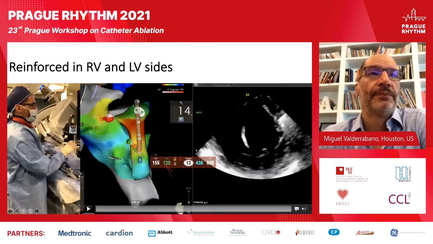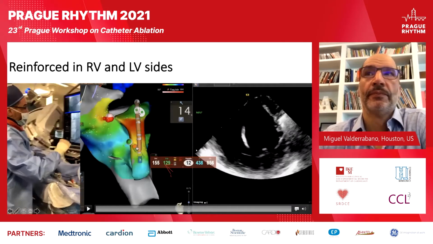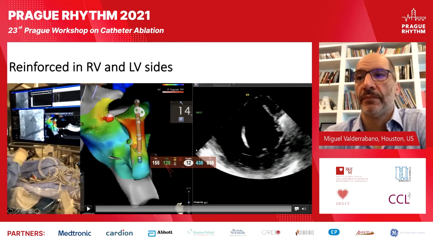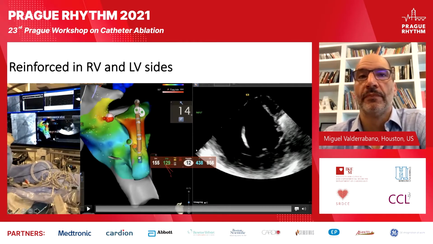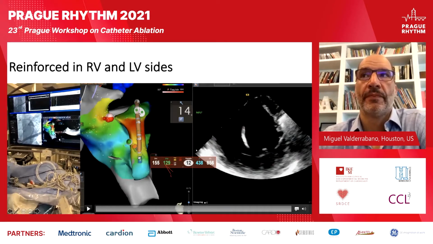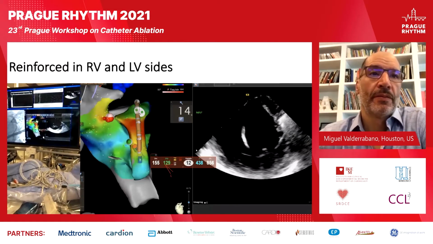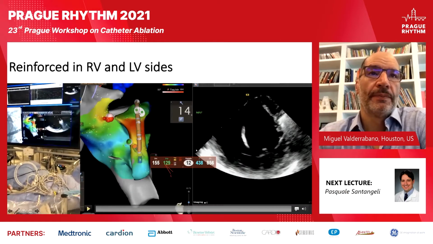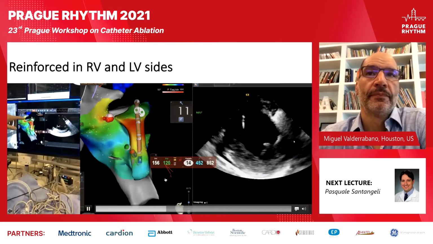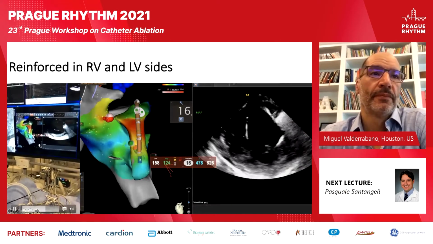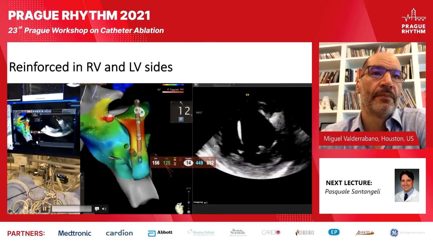We are reinforcing the ablation from the LV side. We have the ablation catheter retroaortic, and we can see on ICE the ablation catheter. It is there next to the echogenic areas that we obtained with alcohol. So the idea here, we're going to ablate somewhere.